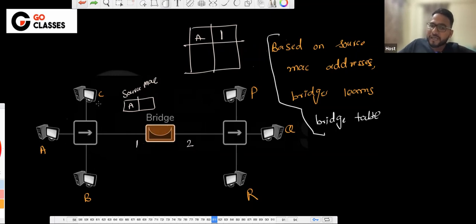And this is the case when A is sending to C. Suppose A is sending to P, or maybe let's suppose P is sending to A. If P is sending to A, the bridge will learn that P is on port 2, based on the source, right? So it will get to know based on the source. That is all.